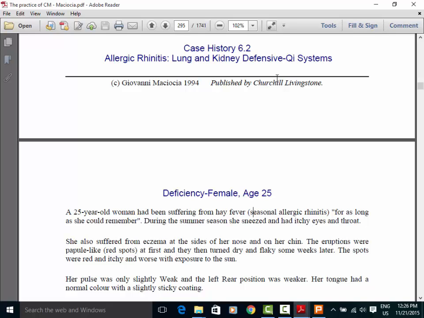I don't even know what she has now. I don't like this case for that reason. But the key point is that as we read the case here, a 25-year-old woman comes to you saying, I frequently get hay fever, right? I don't have it right now, but I frequently get it. Which means that you're primarily addressing the deficiency. If she came while she had it, you would essentially clear wind heat, right? While she has hay fever.